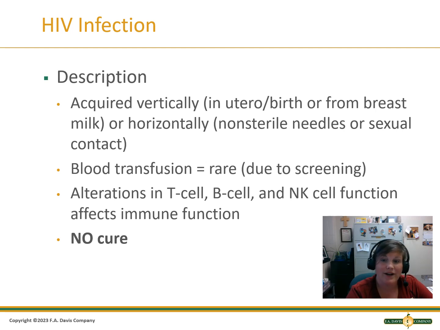So this can be acquired two ways, vertically or horizontally. Vertically means you acquire it through birth, like in utero, or even from breast milk. Horizontally means you're acquiring it from some secondary contact, like non-sterile needles or sexual activity. So talking about children, what we would expect most of our kids have is the vertical acquisition, which means from utero or birth, breast milk, those things.